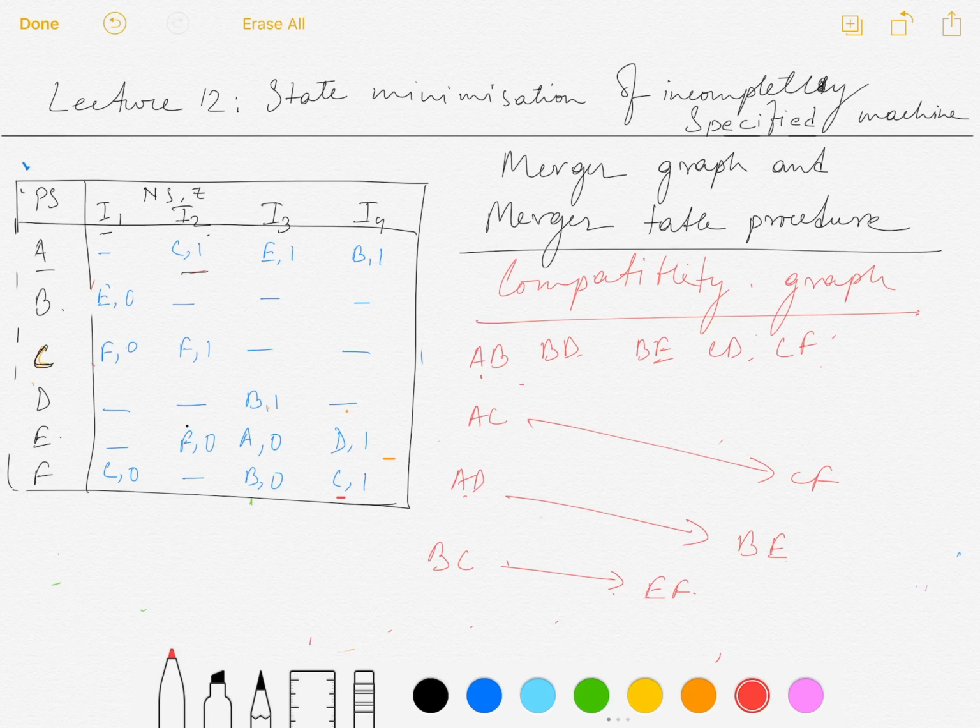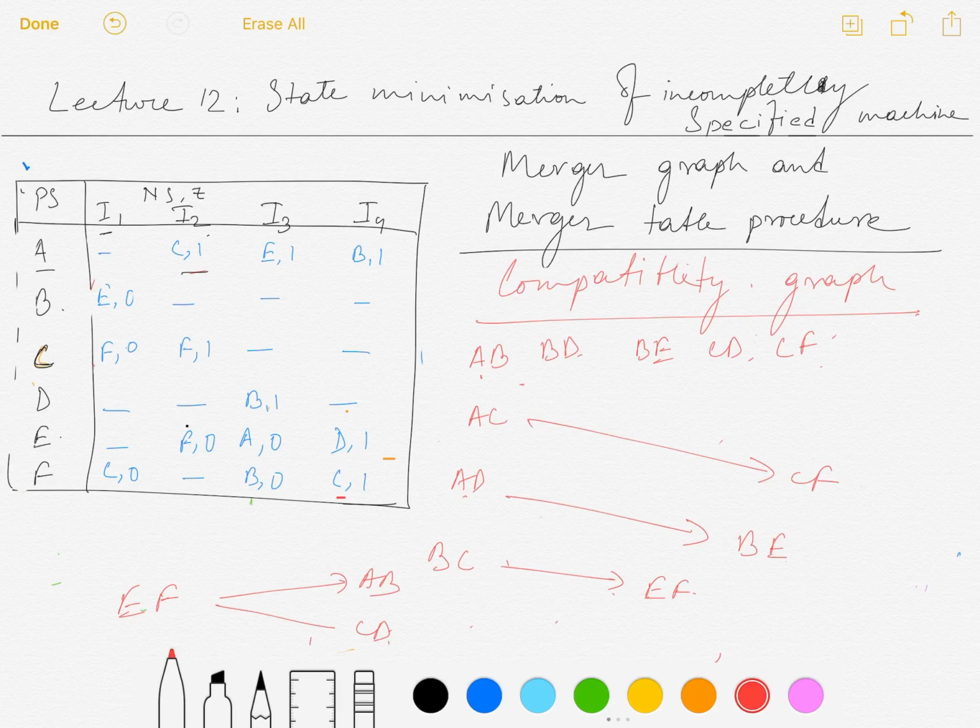Then EF. EF has two implied pairs, one is AB, another is CD. Now, as we have drawn one directed graph based on the compatible pair to implied pair, let us try to connect all those pairs. As it is a directed graph, we can easily connect it if it is present.